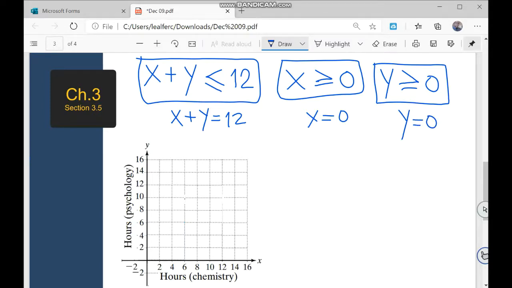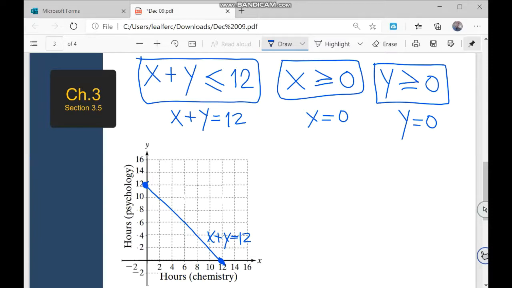And we will draw now the lines. The first line here is x plus y equals 12. If x equals 0, y equals 12, so this is one point. If y equals 0, x equals 12. This is the other point. So the line is this. So this is the line, x plus y equals 12.